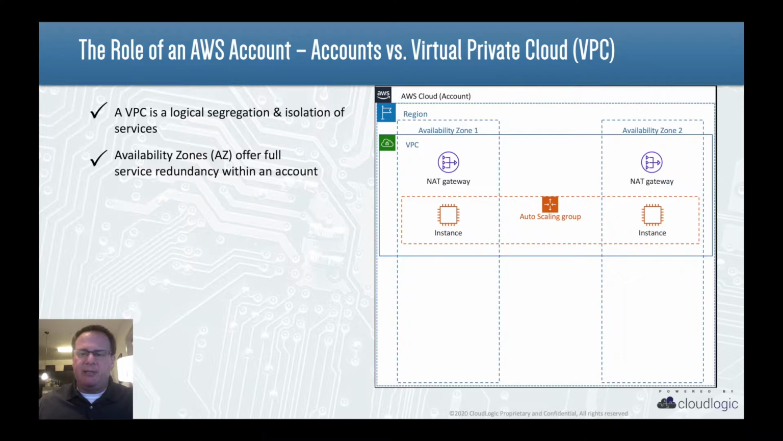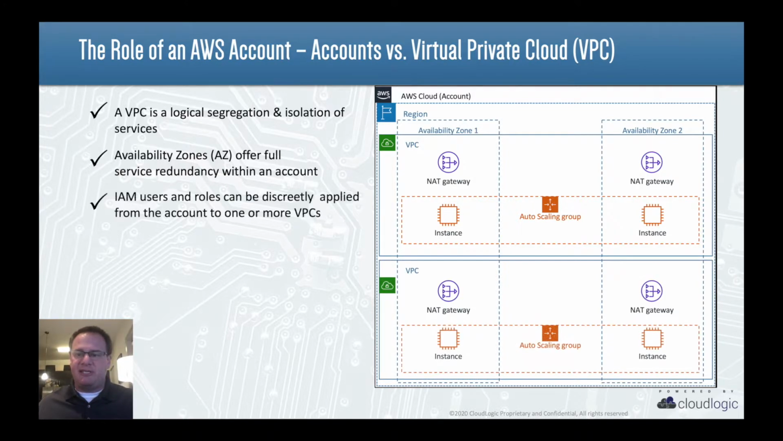Infrastructure deployed in the same availability zone, but across different VPCs, cannot communicate unless access is explicitly allowed and enabled. Additionally, IAM users and roles can be discretely applied from the account to individual VPCs or to all VPCs.